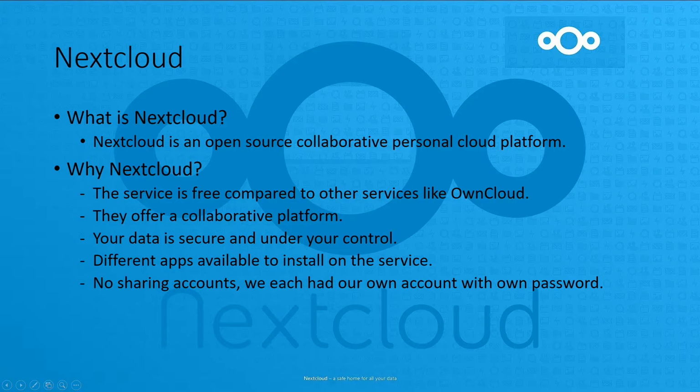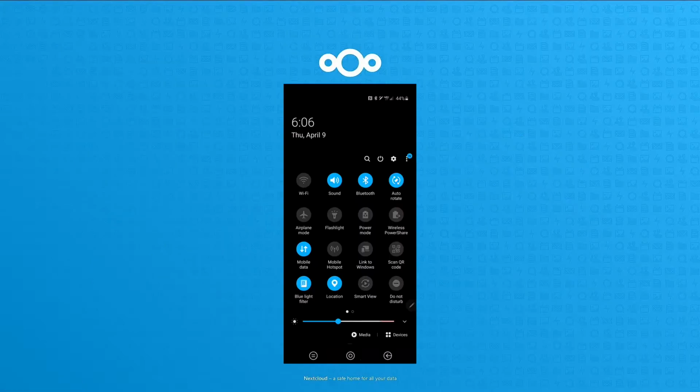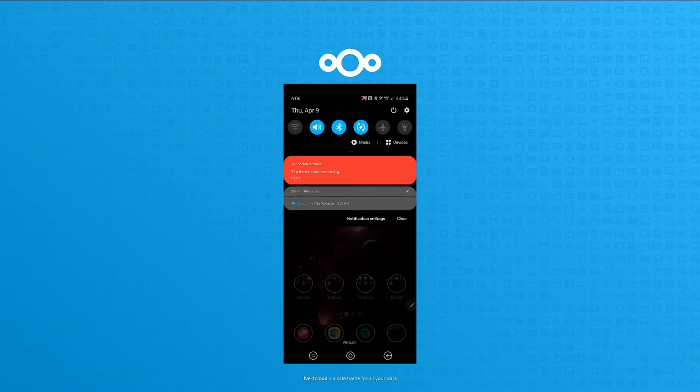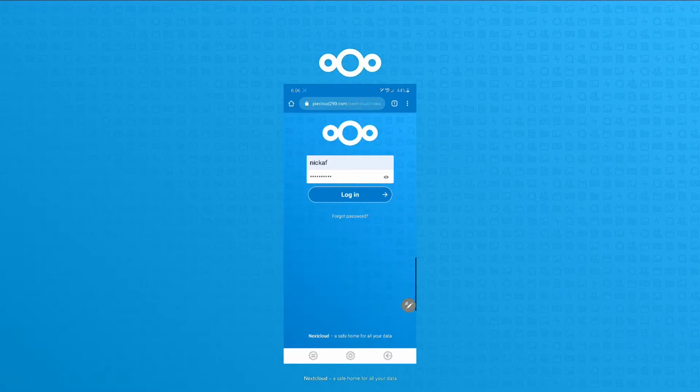And here I have a short video of me accessing this on my phone. And as you can see, my Wi-Fi is turned off. So that means it is accessible outside of my local area network. And here I'm just going to log in, and you can see we do have the padlock. It is a secure connection. So this is the setup that we're working with.